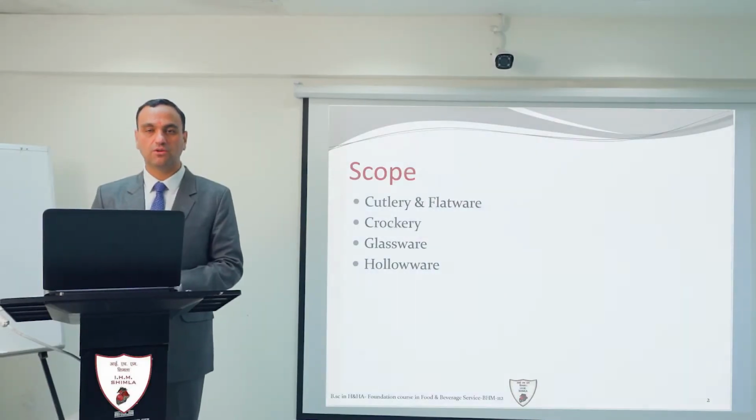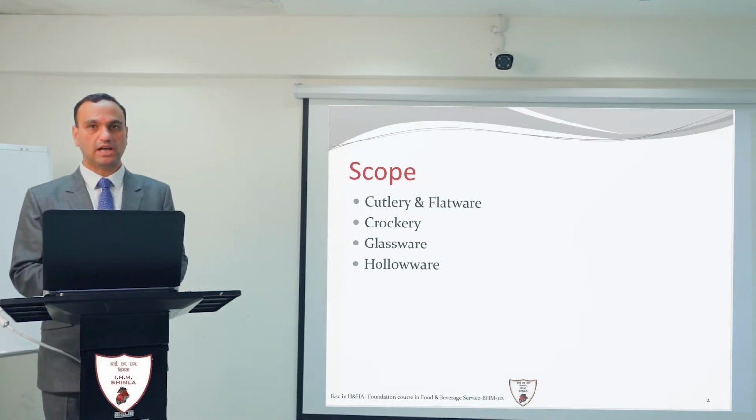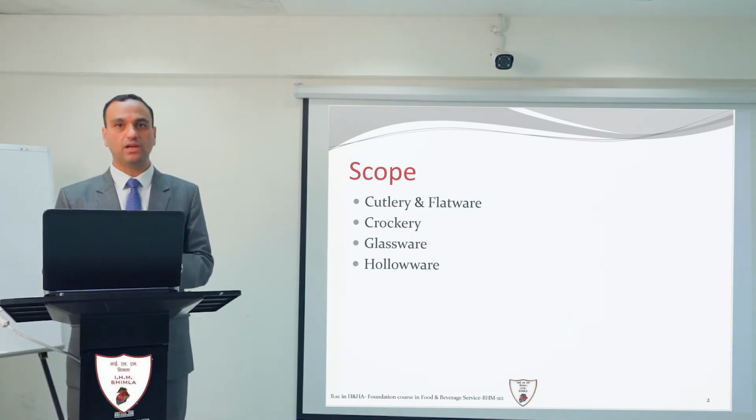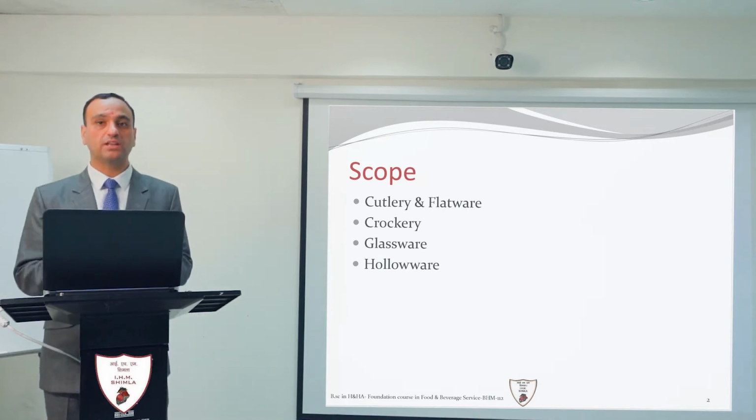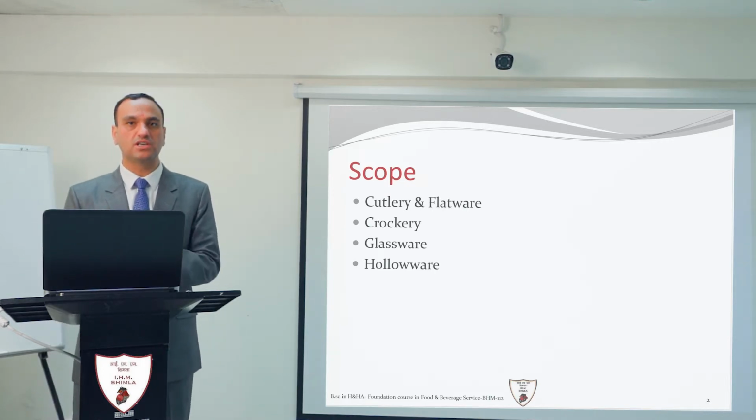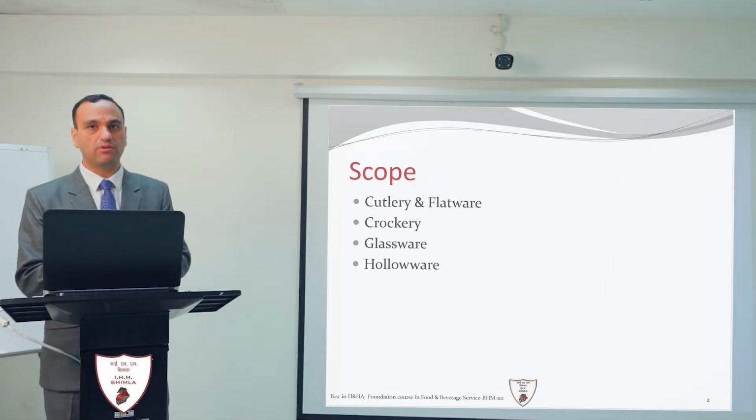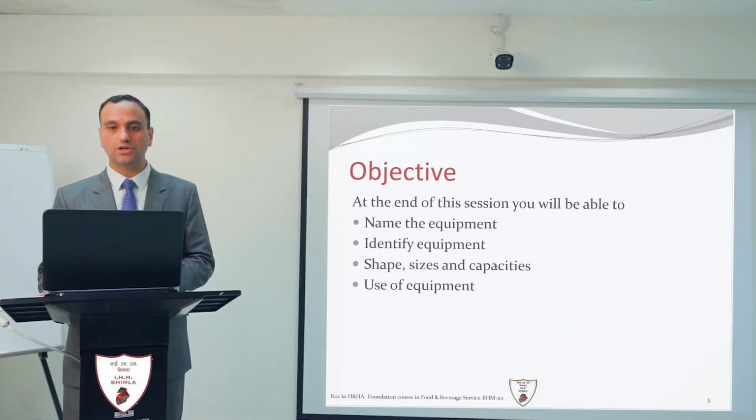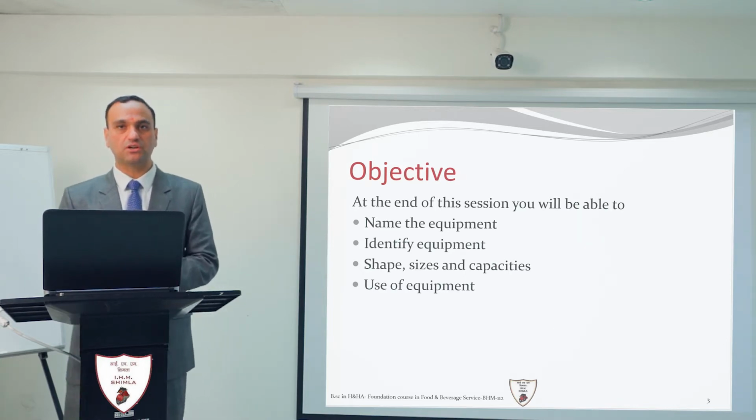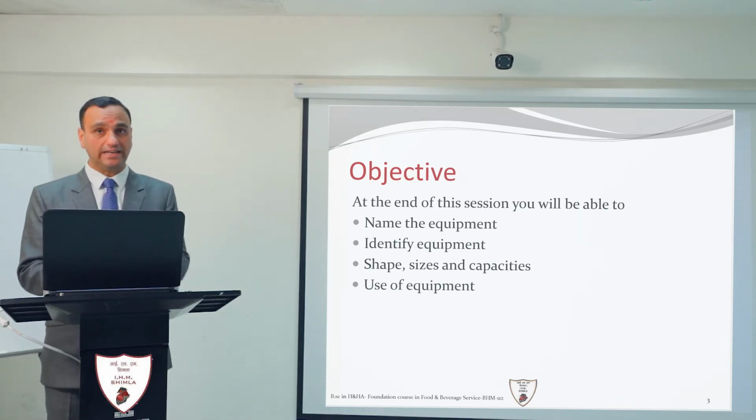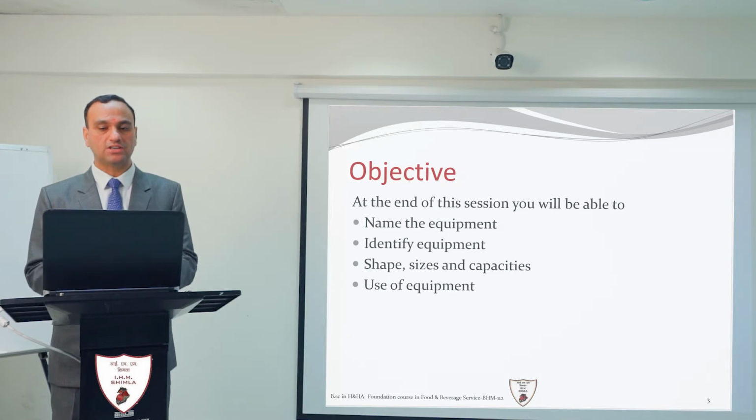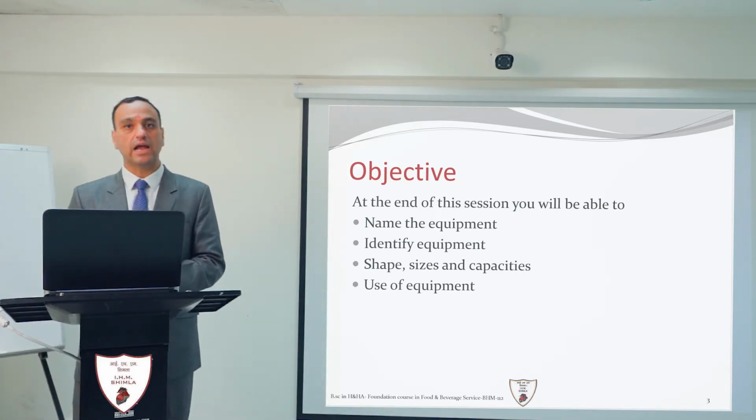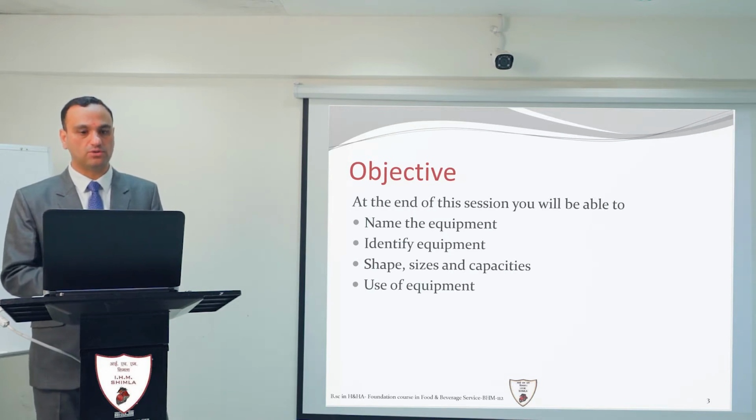In the previous session, we discussed the types and categories of equipment, why we use the equipment, and the various considerations while purchasing it. All these topics we covered in the previous session. In continuation, today we are going to discuss in detail all of the equipment: cutlery, flatware, crockery, glassware, and hollowware.